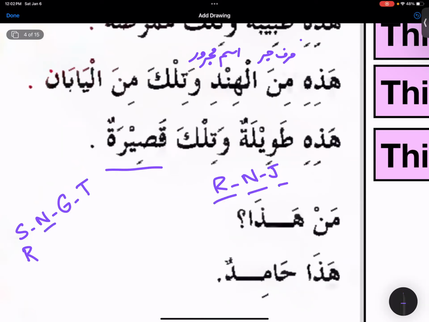Now, what is the number of it? One, singular. What is the gender? Feminine. Very good. What is the type? Proper? No, this is common. Tilka is proper and this is common. Very good. So this is how we are going to analyze whenever we see an ism. Okay, everyone? Very good.